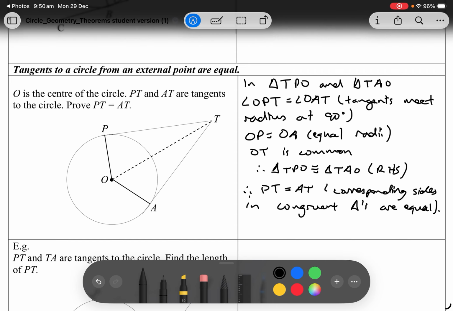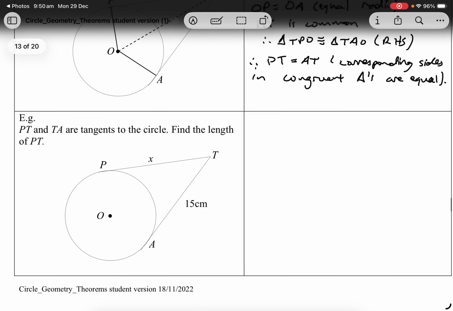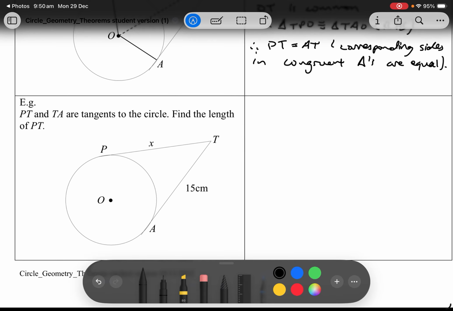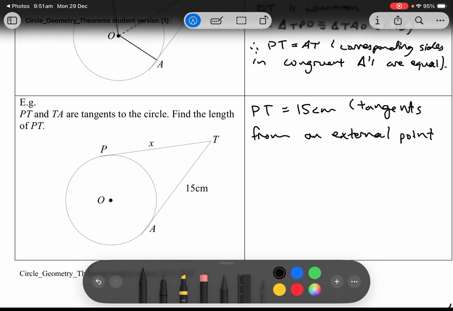Okay, now with this in mind, we've proved the theorem, so we are going to apply it to this question. So we're trying to find x here, and we know that the length of PT, or the length of x, is going to be 15 centimeters. And the reason is we are going to put the theorem that we just proved. So tangents from an external point are equal.